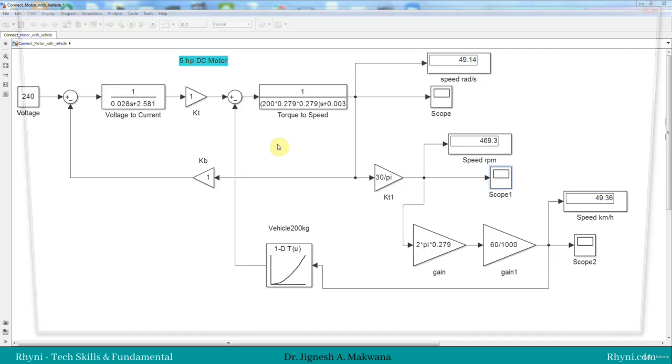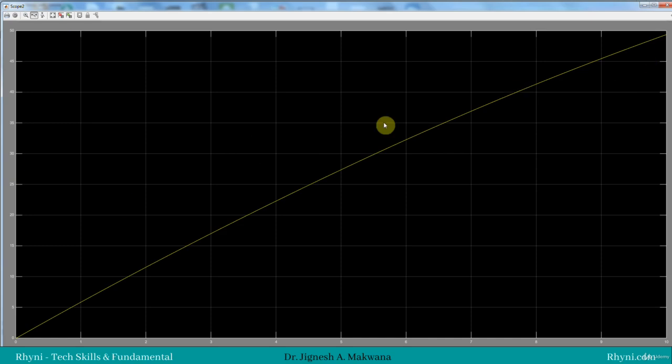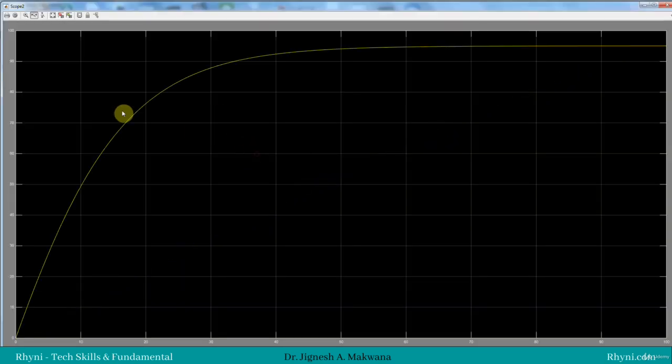Let's observe the response. Because the inertia has increased, in the 10 seconds we are not achieving the final steady state speed, so we need to increase the time period. So I am increasing it to 100. Now you can see it is 95. So this is the maximum speed that we can achieve. Let's see the response. Are we getting steady state? Yes, here we are getting the steady state speed. We can also see that to achieve 60 km/h speed it takes around 14 or 13 seconds.